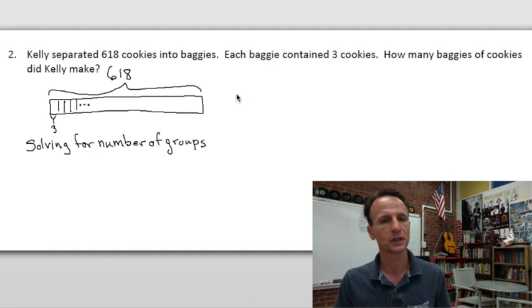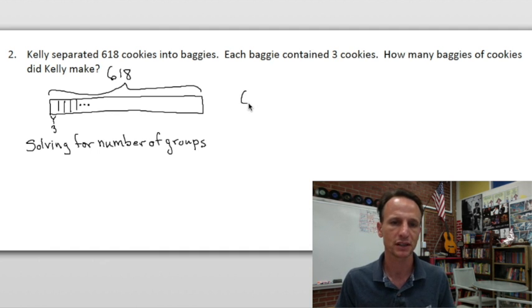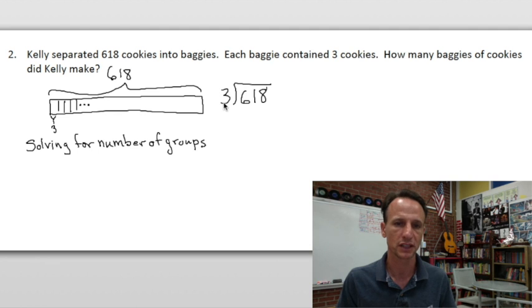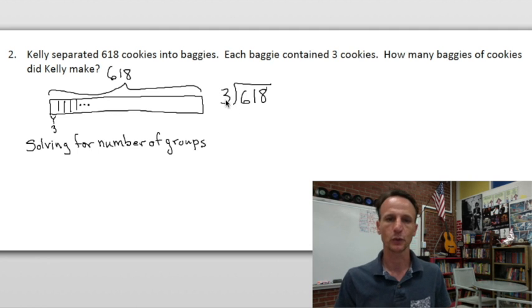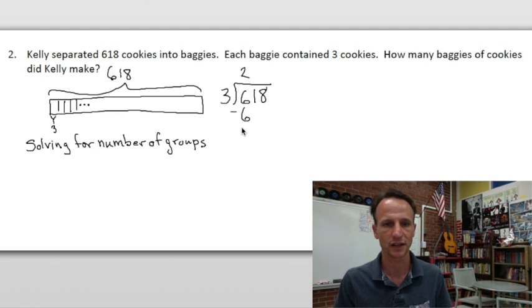So again, we know it's division because we have 618 cookies and they are being divided into baggies of 3. So how many baggies are there? Well, how many 3s in 6? 2, because 2 times 3 is 6. I'll tell you, division's the easiest part of this nowadays, huh? Subtract, you get 0. We then have 1, a little trick here, watch this, 1 to divide.